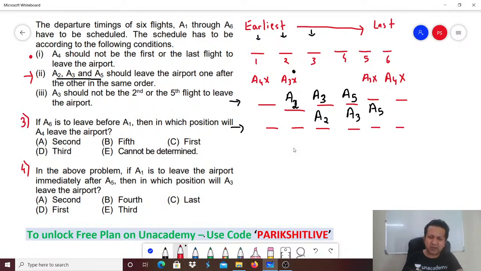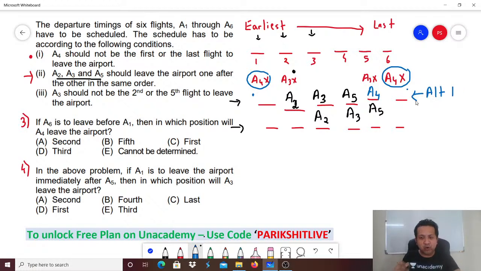Now let's look at the questions. If A6 is to leave before A1. Now one more thing. Remember, in both the arrangements, A4 cannot be the first or the last. If A4 cannot be the first or the last, it means A4 can only be second last in alternative 1. This is the scenario in alternative 1.